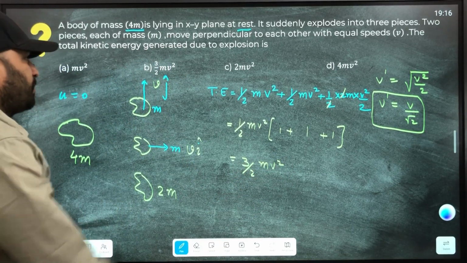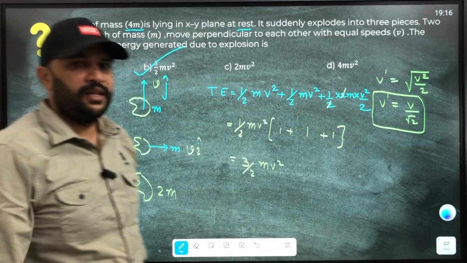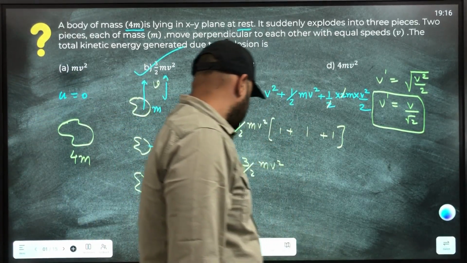So is there any option? Yes, option B is correct for this particular problem. It's 3 by 2 mv square. Clear? Let's see the next question.